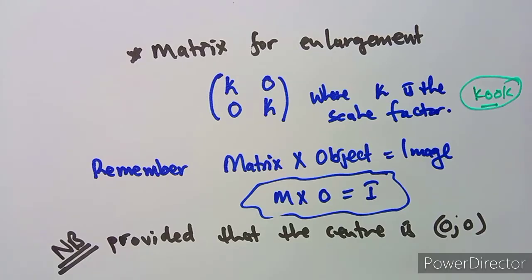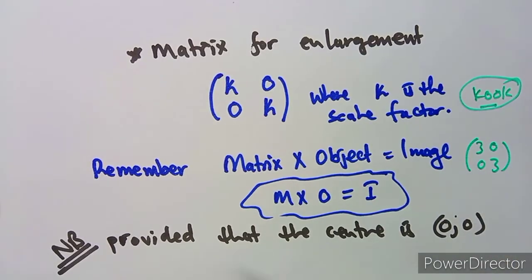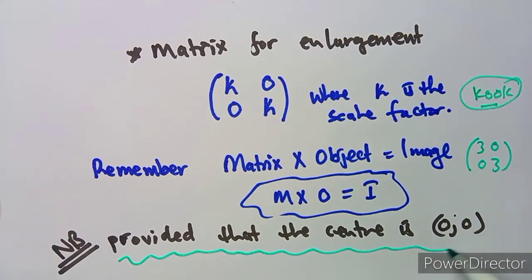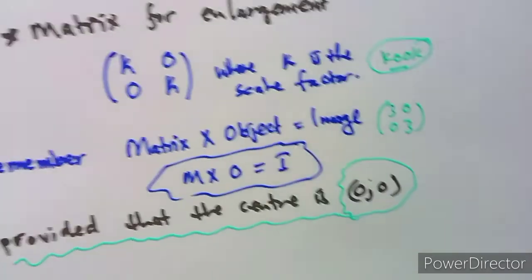What is the scale factor? That is the one that makes the image bigger or smaller. That's your scale factor, which can be a fraction and so forth. So let's say our scale factor is 3. Our matrix is going to be 3, 0, 0, 3. And to take note, provided that the center is (0, 0), that is where this matrix is going to operate. Once the center is not (0, 0), then we are going to do adjustments. We are going to see that later on. Yes, I'm going to show you. Don't worry about that. I'm going to explain everything.